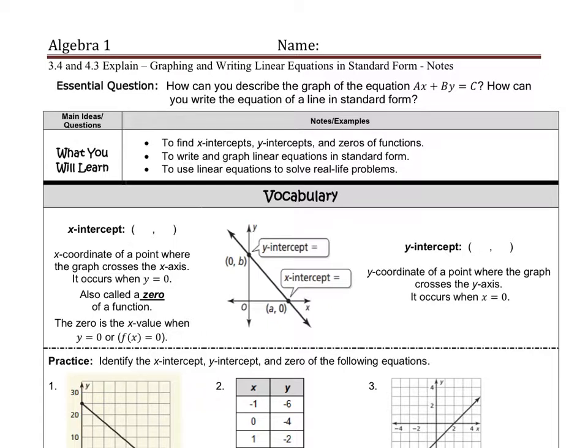And then we're also going to look at how to graph lines if they're in standard form, and how to find the x and the y-intercept of lines. So let's start with the x and the y-intercept.